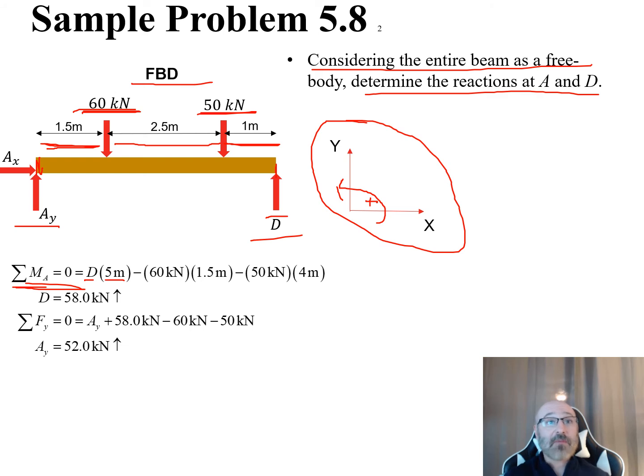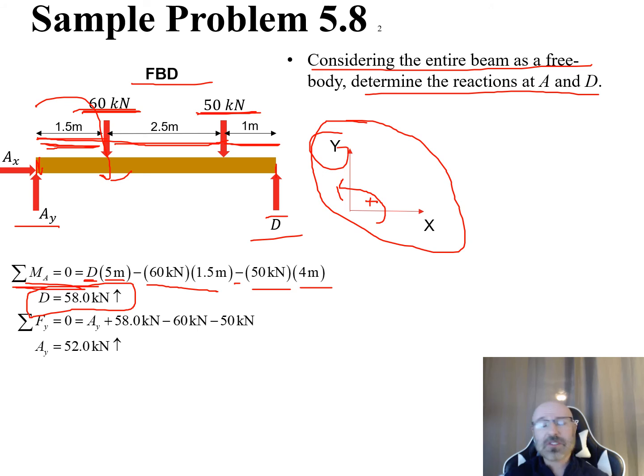Then I also have my 60 kilonewton load and my 1.5 meters away right here. So this right here is going to be going clockwise. So that's a negative moment right there, 60 times that perpendicular distance of 1.5. Then I have my 50 right here times its distance right here, 4 meters, 1.5 plus 2.5. And again, that's going to be negative because it's going clockwise. So 50 kilonewtons times 4 meters right there. You can multiply those all together. This is one equation, one unknown for the situation here, so I can solve for D. When I do that, I find that D is 58 kilonewtons, and it's going up in a positive Y direction.